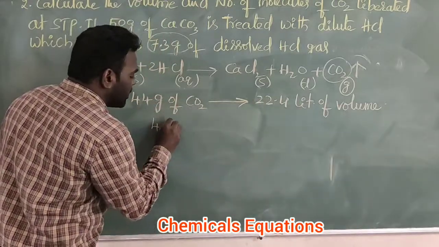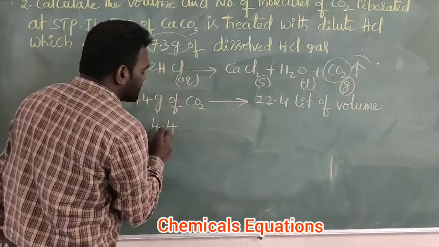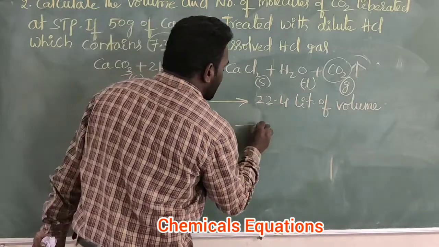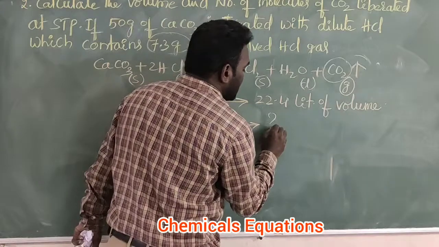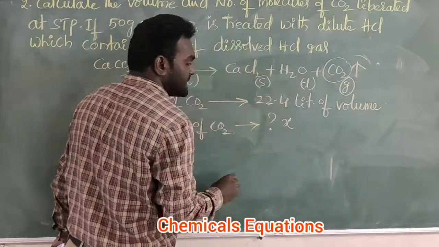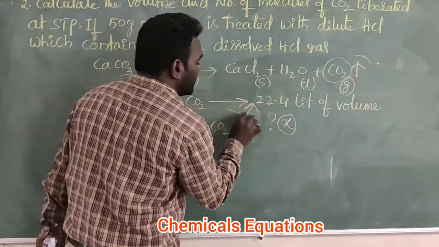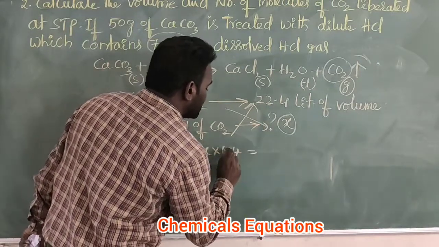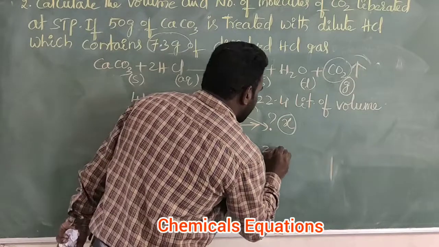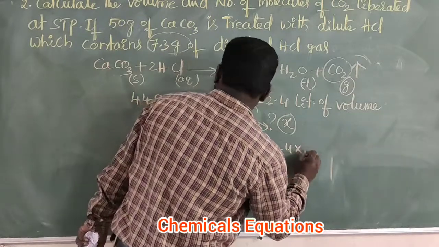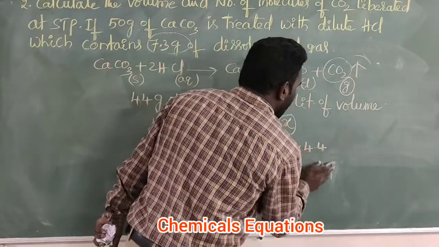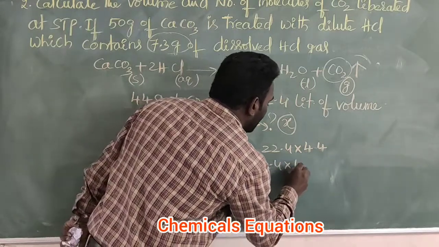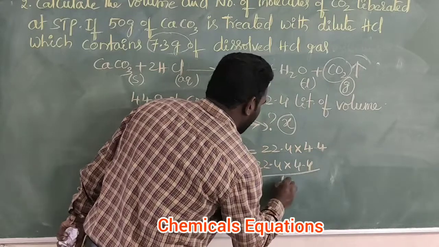Then in our question, just now we found the weight of the carbon dioxide, which is 4.4 grams. 4.4 grams of carbon dioxide contains how much volume? You can take this as X. So cross multiply, and finally we get x into 44 is equal to 22.4 into 4.4, so x is equal to 22.4 into 4.4 divided by 44.